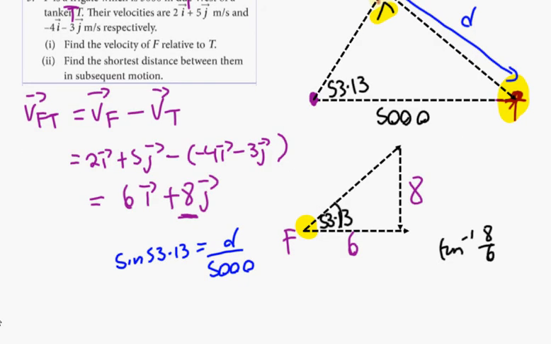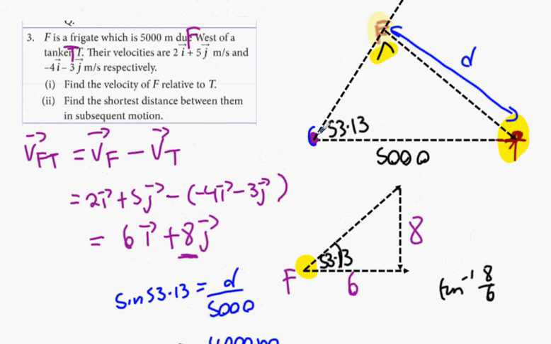Now, here's the next part, right? I'm going to do a bonus part here, okay? How long did it take them to be that close? Would you agree that the frigate travels from here all the way to here? It travelled relative to the tanker from here to here. Would you agree with that?